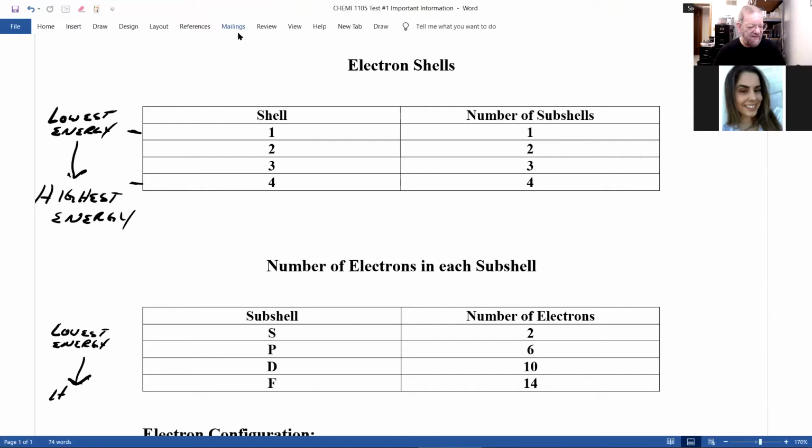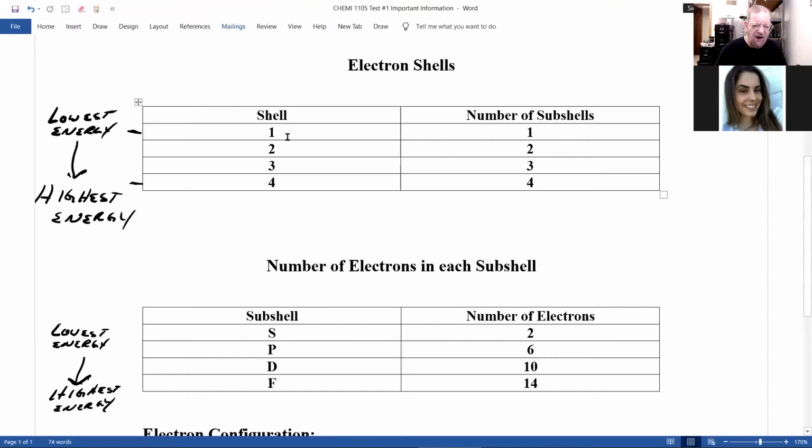And F is the highest energy. And you always put the electrons in the lowest shell and the lowest subshell energy-wise of that element until you fill it up, and then you go to the next lowest.